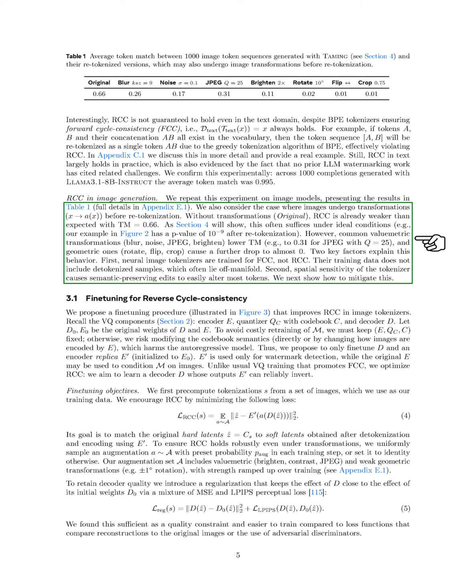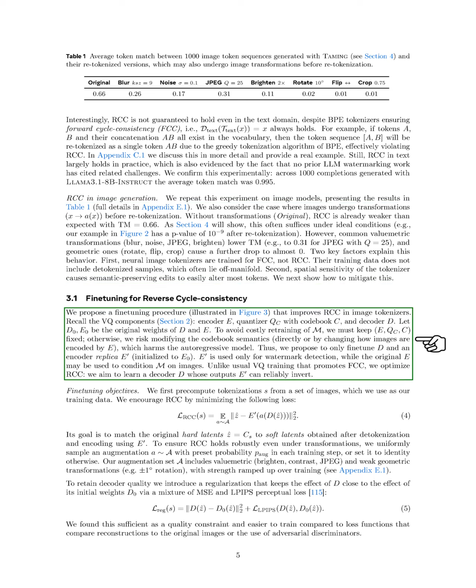Section: Fine-tuning for reverse cycle consistency. In this section, we propose a fine-tuning procedure to enhance reverse cycle consistency, RCC, in image tokenizers. We recall the components of our vector quantization, VQ, system, which includes the encoder, quantizer with a codebook, and decoder. To avoid the expensive retraining of the quantizer, we keep its weights fixed. Instead, we focus on fine-tuning the decoder and a replica of the encoder, which we use solely for watermark detection.